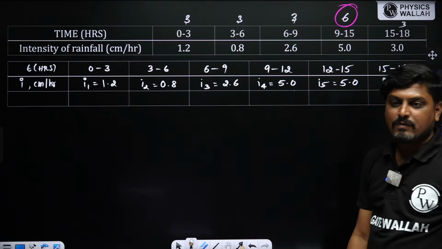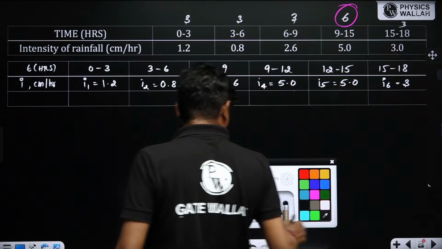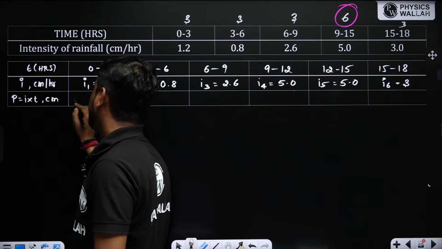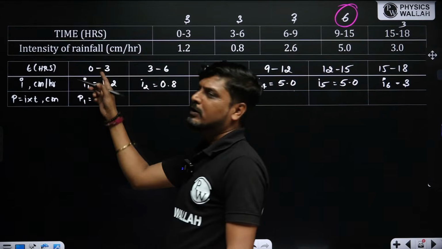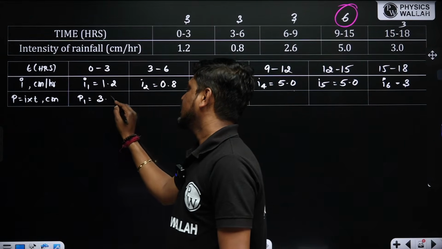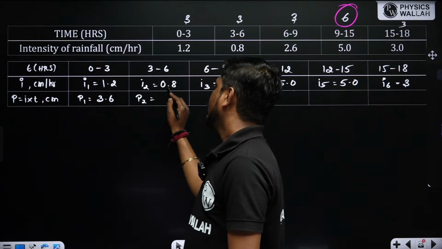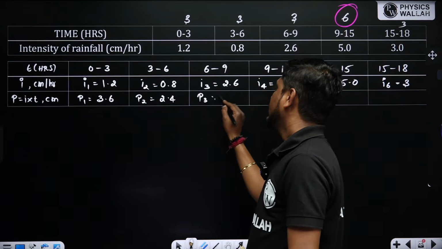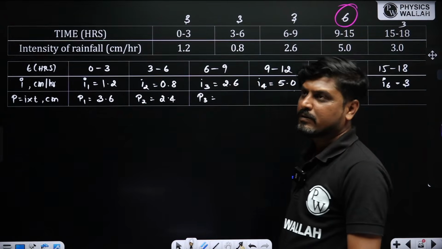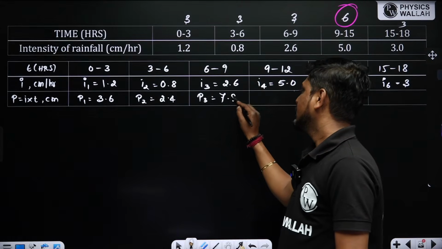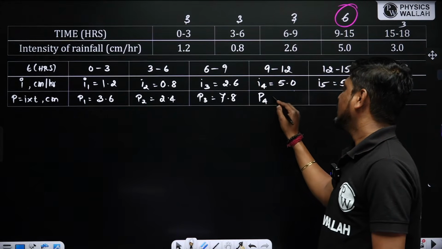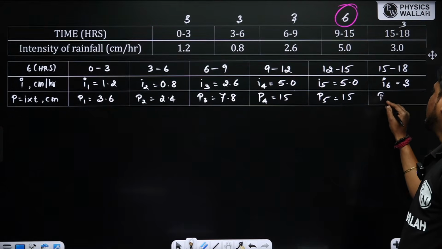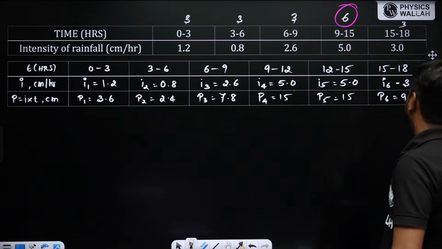After this you are supposed to find out the rainfall depths. So P is equal to I into T in terms of centimeter. P1 is equal to 1.2 into 3, 3.6. P2, 0.8 into 3, 8 3s are 24, 2.4. P3, 2.6 into 3, 7.8. P4, 5 3s are 15. P5 is 15. P6, 3 3s are 9. So these are the rainfall values.